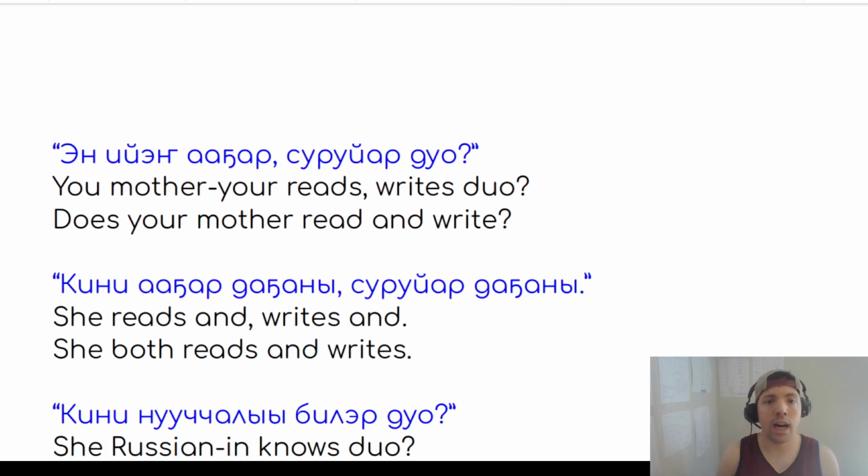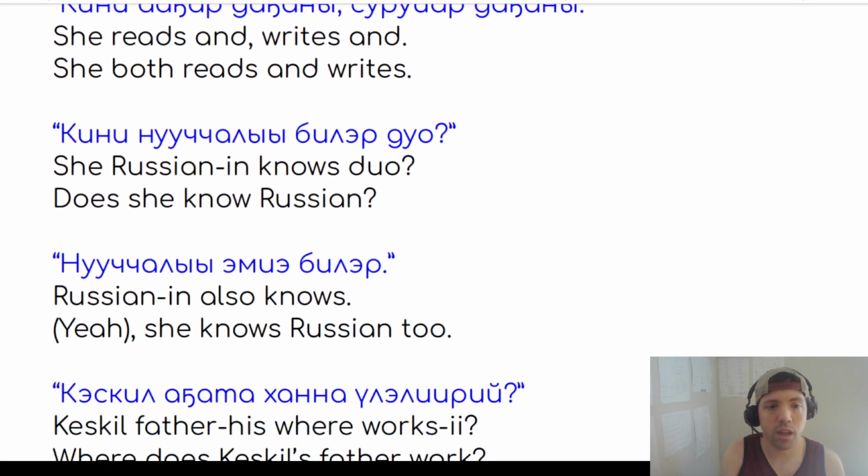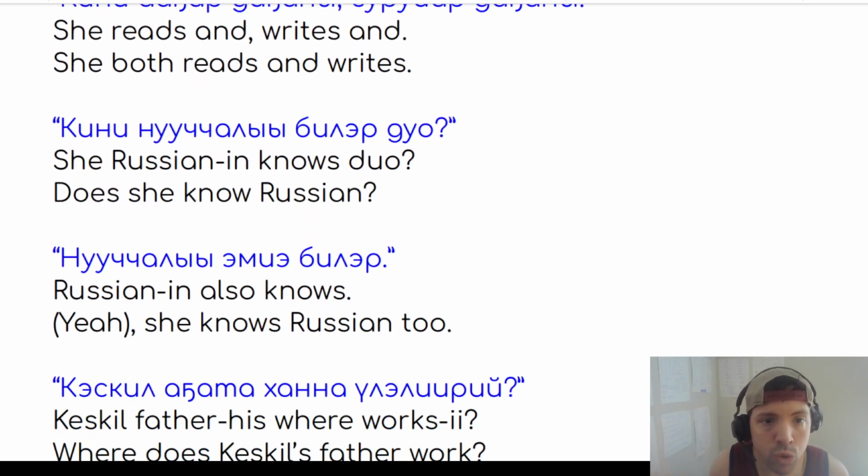En ien agar surviardua. Does your mother read and write? Kini agar dagane surviar dagane. She both reads and writes. Kini nuchale bilerdua. Does she know Russian? Nuchale emie biler. Yeah, she knows Russian too.